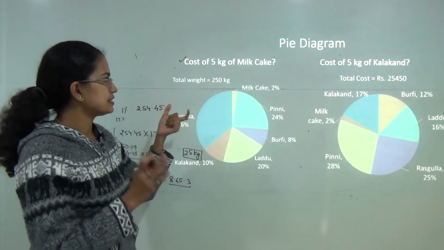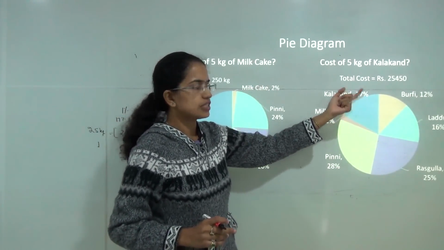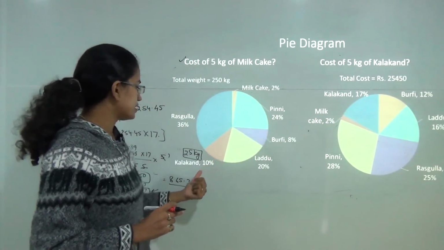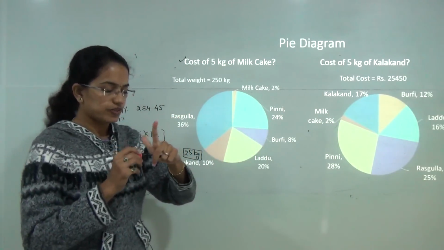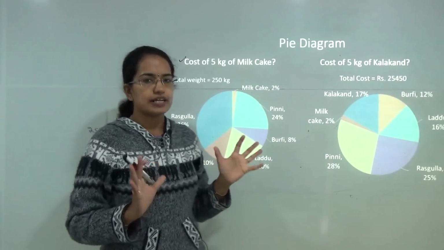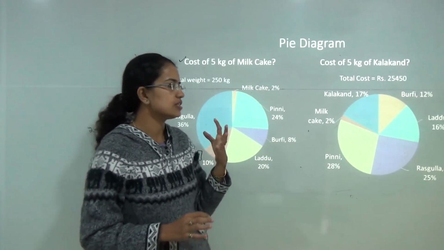So I hope you understand the difference when you have the same weight and cost ratio that is given, as we did in the case of milk cake. However, if there is a different weight and cost ratio that is given, as in the case of Kalakand, we need to calculate it a step further. So these are some of the data interpretation questions and the various tricks to solve them.